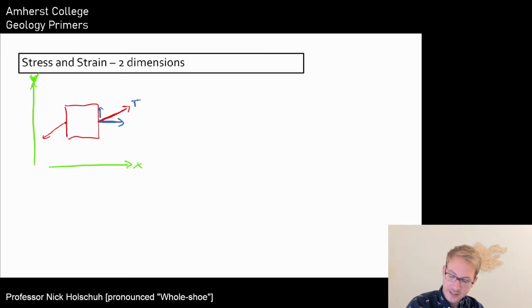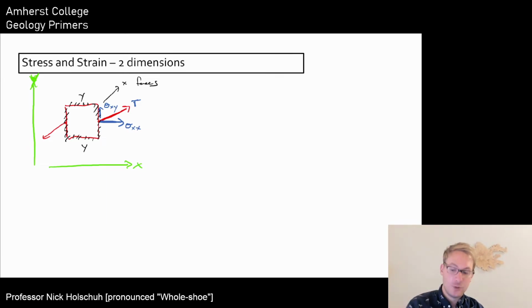We're going to define these faces. These will be the x faces, because it's the face that is perpendicular to the x-axis, or normal to the x-axis. These will be the y faces. So, both of these stresses are acting on the x face. So we're going to start with a little sigma x to describe them. But this stress is acting in the x direction, while this stress is acting in the y direction.